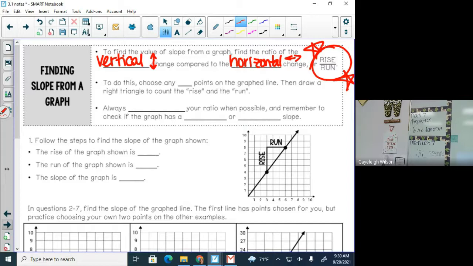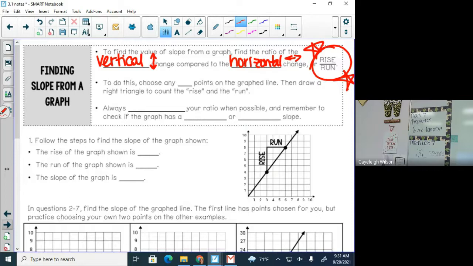So if I said rise up from your seat, whoop, you're going to go up, okay? So rise up from your seat, you're going to look at the up and down change. If I say run, look at me at top speed right now. At top speed, okay? This is the X change, that horizontal change.